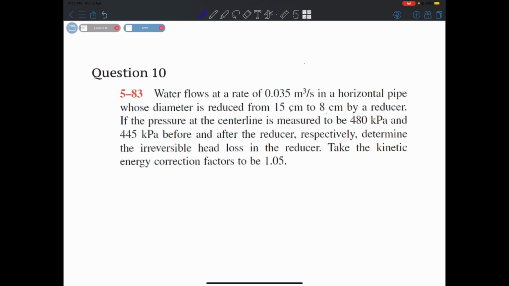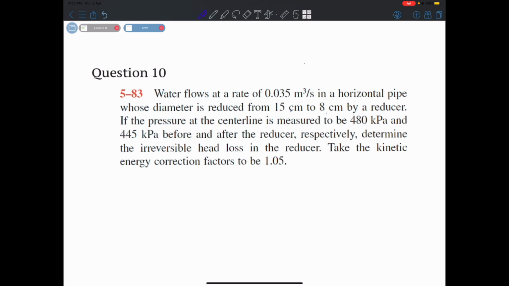The first question is from lecture 8, which is about energy balance. As you can see in this question, number 10, it states that water flows at a rate of 0.035 meter cube per second in a horizontal pipe hose, and the diameter is reduced from 15 centimeter to 8 centimeter by a reducer.